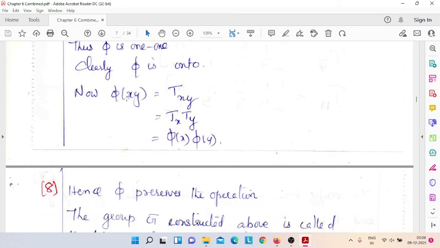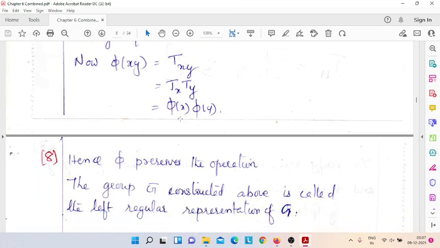Now we want to show that phi is operation preserving. For that, we take phi of xy, considering two elements x and y in G. Then phi of xy equals t of xy, which becomes tx into ty. We have seen in the previous steps that t of xy can be split into tx dot ty, which equals phi x dot phi y, since tx equals phi x and ty is phi y, so phi x phi y.